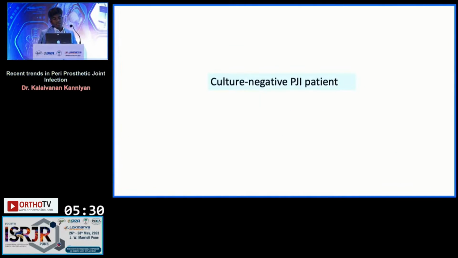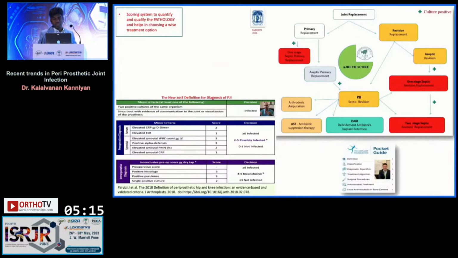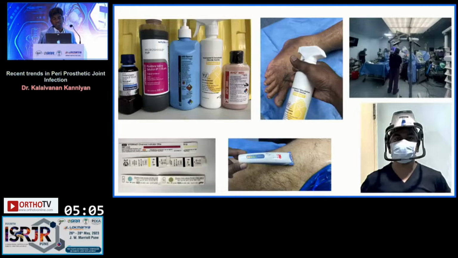The main challenge is when we deal with culture-negative PJI patients, and we don't forget the basic criteria. We take into account all the guidelines of the musculoskeletal infection societies and the recent ones. We also use the PACKET guide, where we give importance to the preoperative comorbidities, and depending on that we define which patient is at high risk.